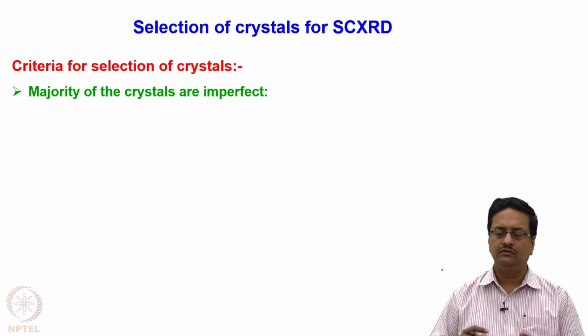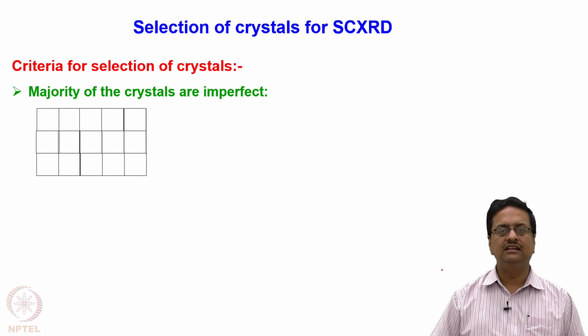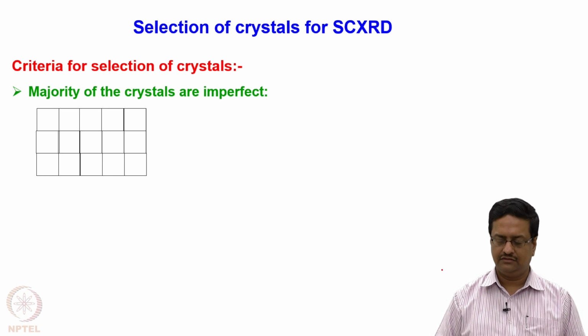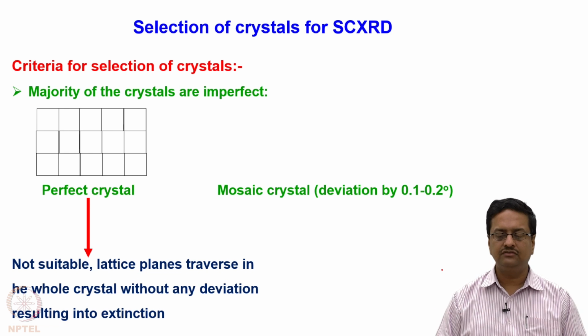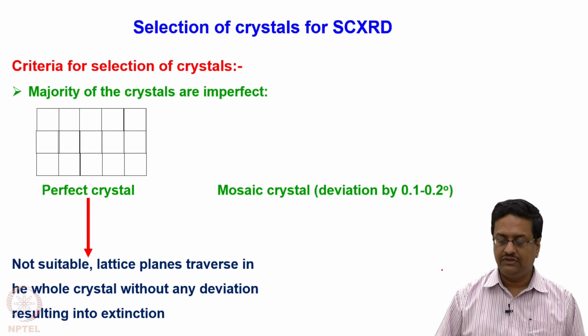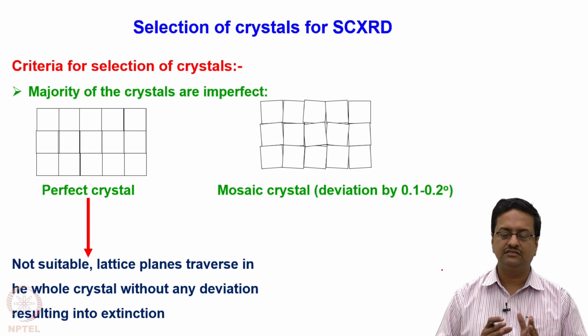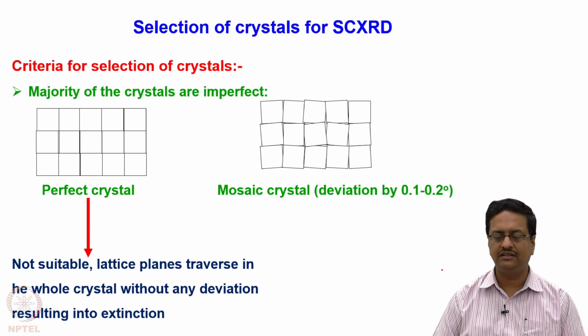Whatever crystals we grow are imperfect in one sense. If all the unit cells are arranged in a very uniform manner as is shown here, we call it a perfect crystal, which means it is not suitable because the lattice planes traverse in the whole crystal without any deviation, and that may end up in extinction because the diffraction from one set of parallel planes going in a particular direction may get internally reflected and come back, and there may be extinction coming out of that.